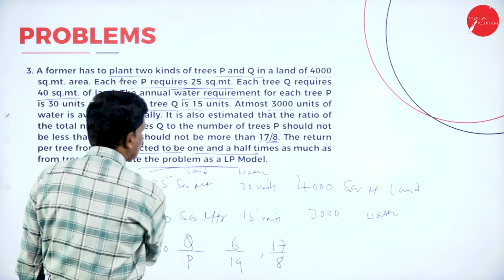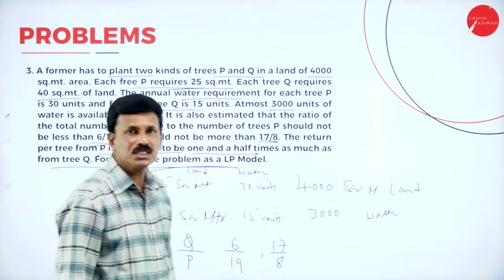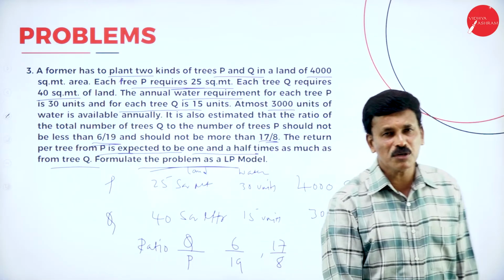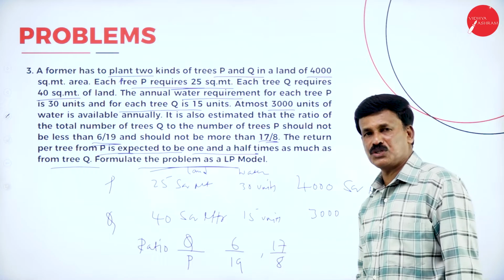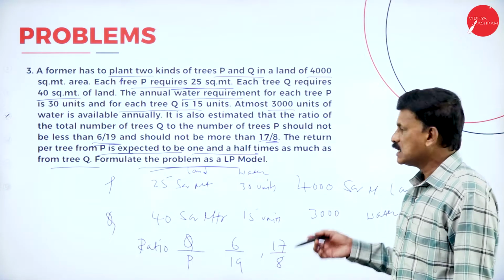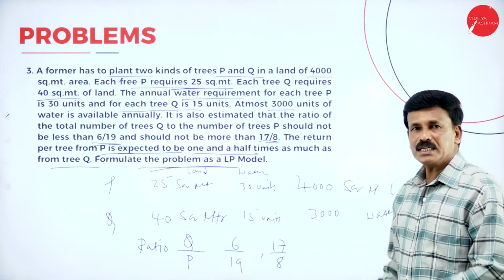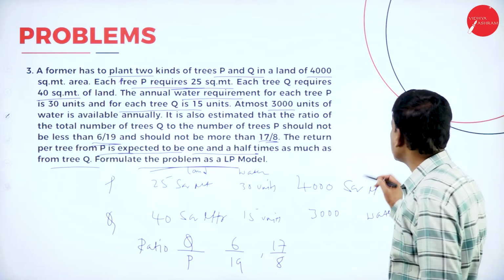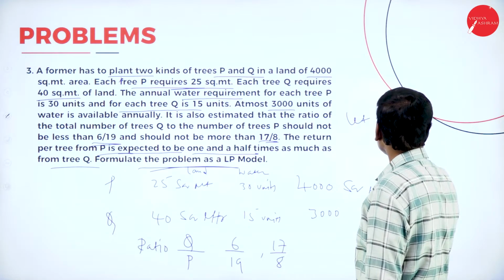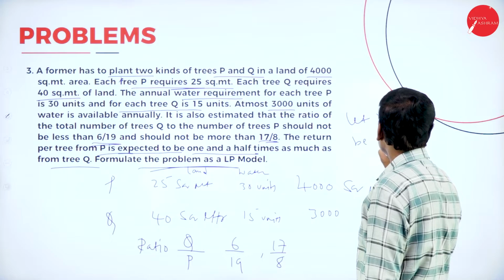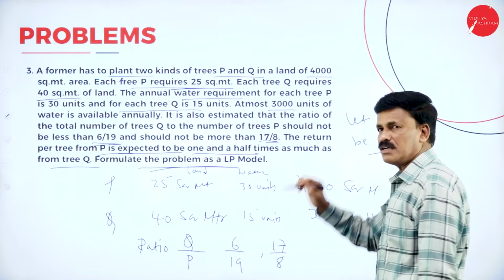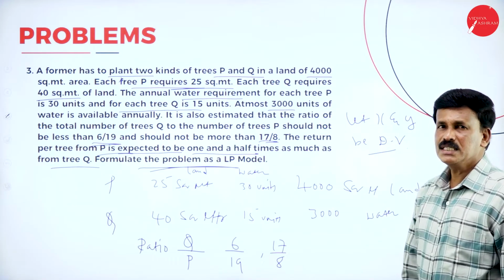Formulate the LP model for the problem. Again, this is a maximization problem: we want to get the maximum profit. This is the given condition. Now, let us define the decision variables as X and Y.